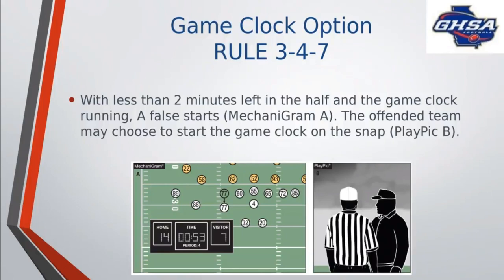With less than two minutes left in the half and the game clock running, on a false start, the offended team may choose to start the game clock on the snap. So remember, this rule changed last year, 3-4-7. It has to be under two minutes, the clock has to be running, and then the offended team can choose to start the clock on the snap.